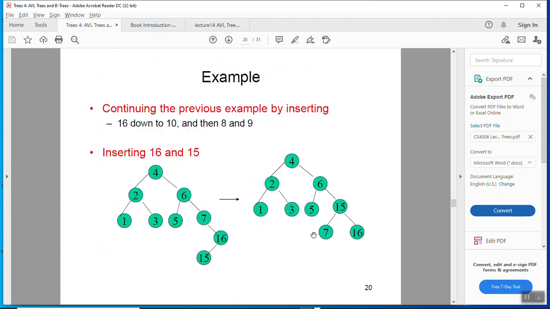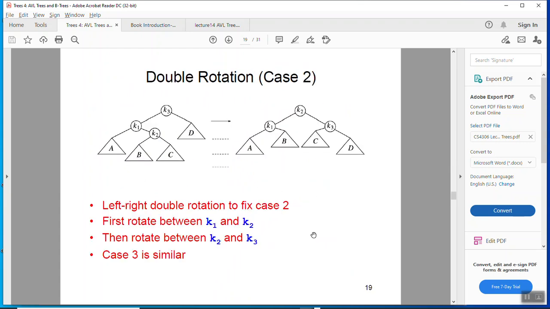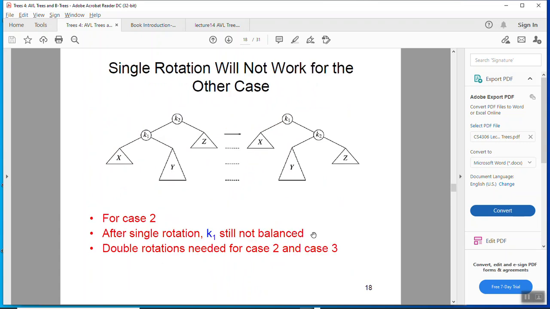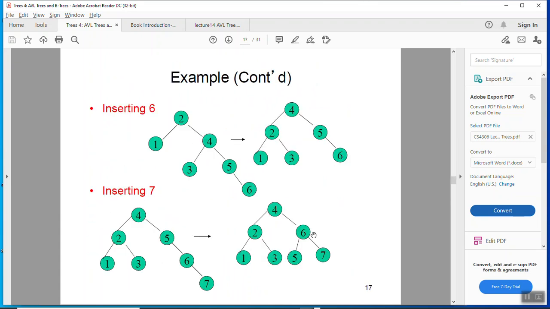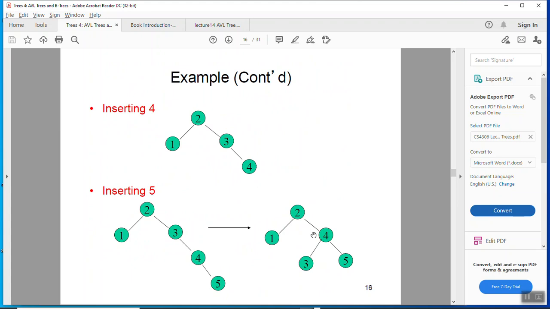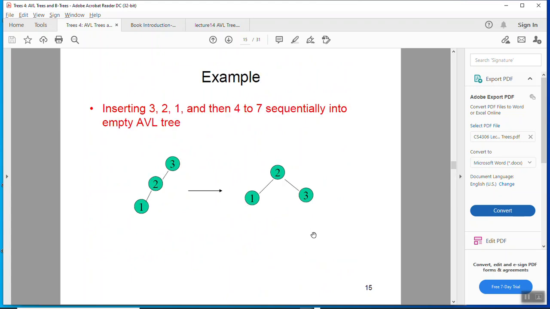Okay, so now let me teach you a nice technique for double rotations. Then there are two other double rotations that I wanted to tell you about. Actually, let me recap it again first.